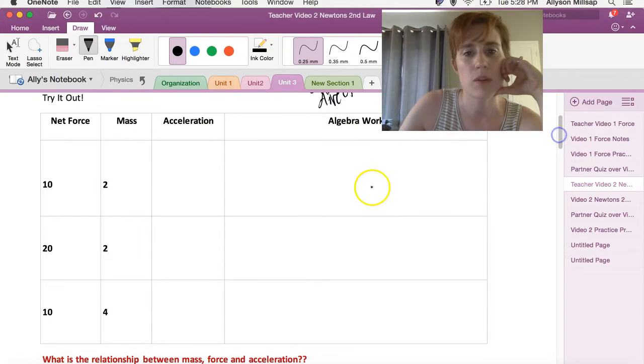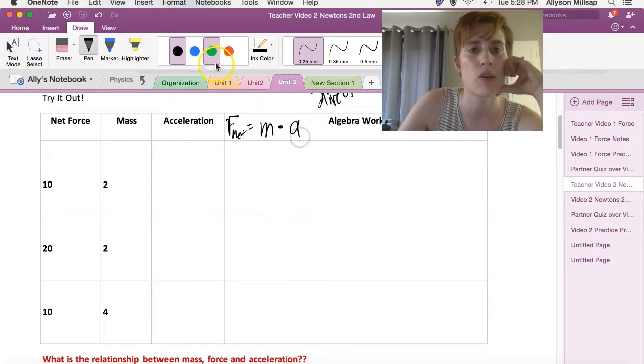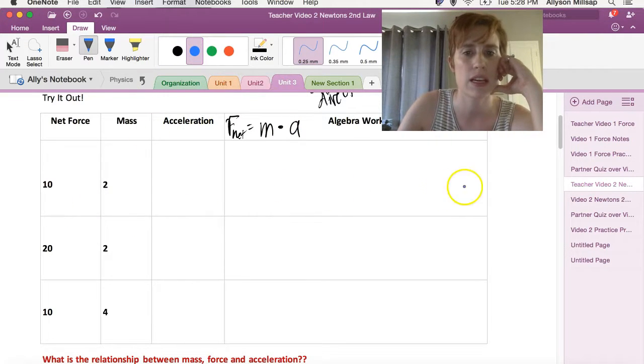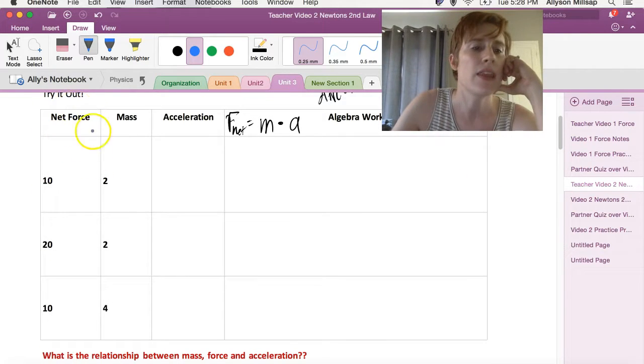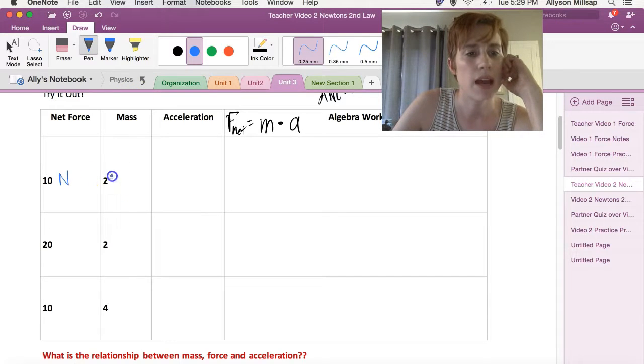So let's use that formula. The net force equals mass times acceleration. This is very simple algebra work, so this should be very easy, okay? We're going to get to a lot more complicated stuff here in just a second. The net force is 10 newtons, and the mass is 2 kilograms. What's the acceleration? Remember, acceleration units are meters per second squared.